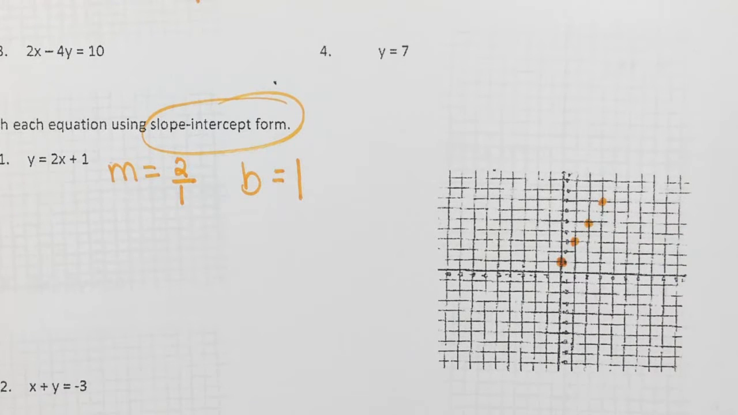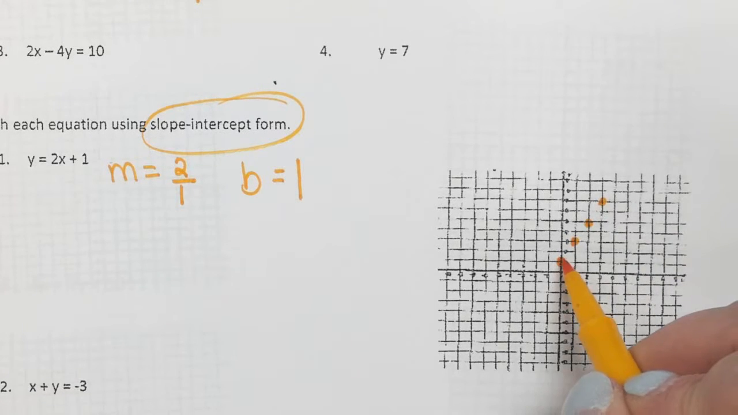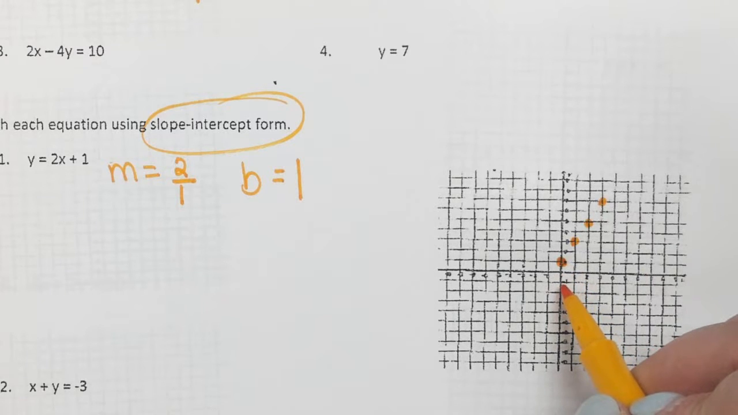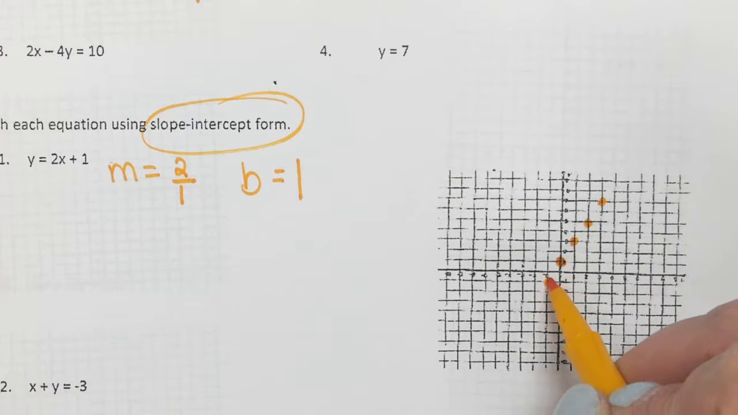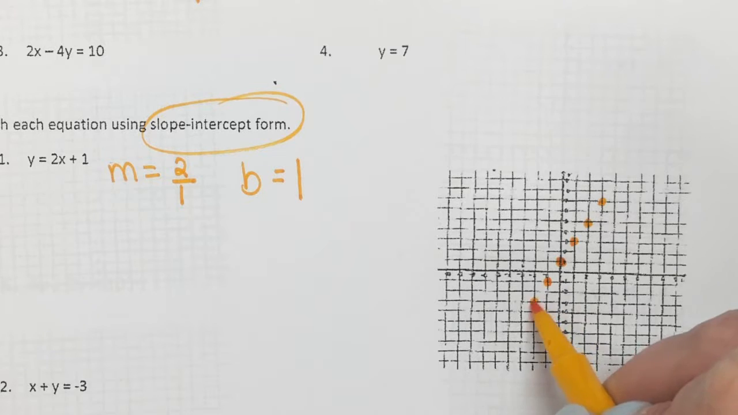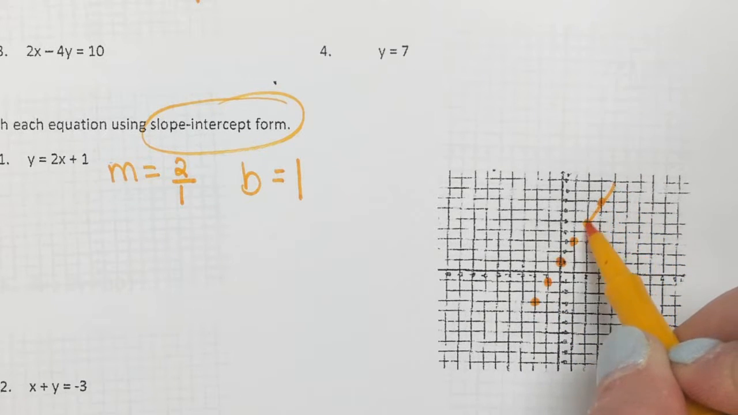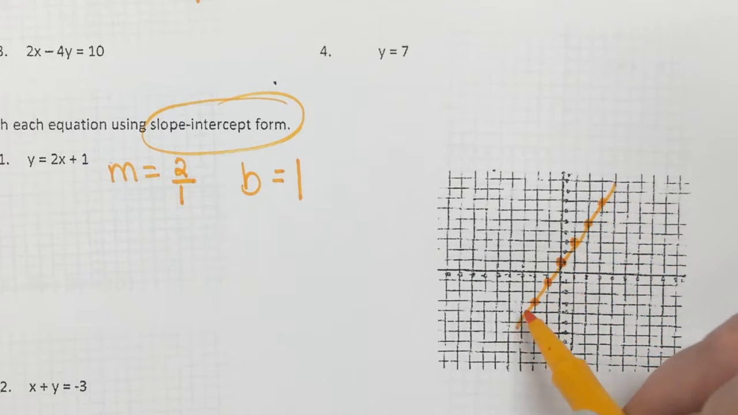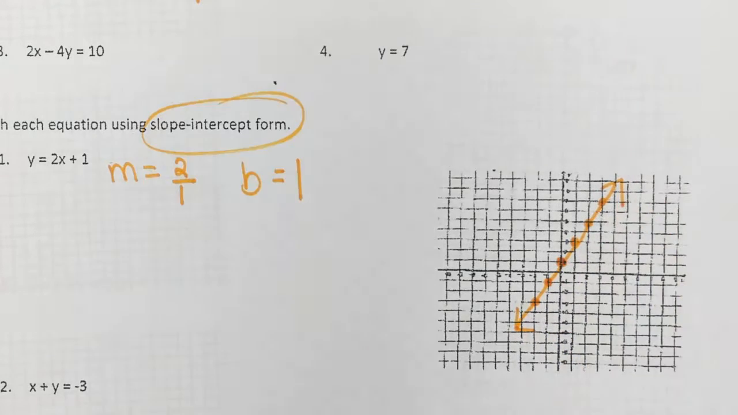All right, let's go the other way. What's the opposite of going up 2? Down 2. What's the opposite of going right 1? Left 1. Let's do it one more time. And what should be at the end of your graph? Arrows, because that graph keeps going. Y'all okay? All right, find your partners.